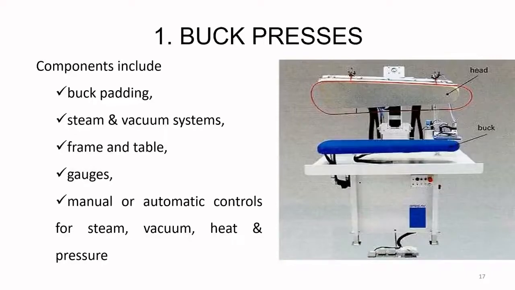So sometimes when these buck presses are malfunctioning, not in a big way, then we have to use our own checks and balances and see that what we are seeing in the digital regulator and what you are actually getting, whether they are the same or not. If not, then make the changes. So in that case, you manually control the steam, vacuum, heat, and pressure. So it happens. It's a practical thing that happens.